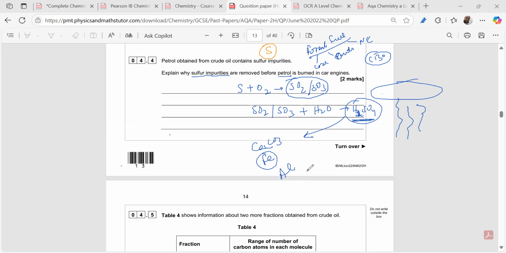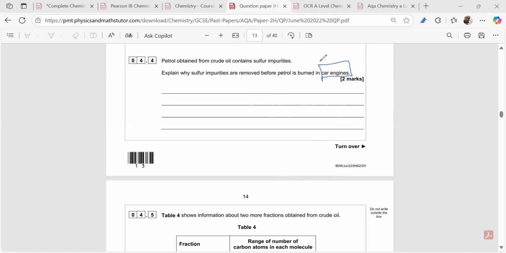It will also cause what? The unburned sulfur, the sulfur dioxide and H2SO4 can also cause respiratory problems. So this is a very important question. Just in one go, I'm telling you that car engines or any truck engines or any internal combustion flight engines, all the internal combustion engines, what do they do?